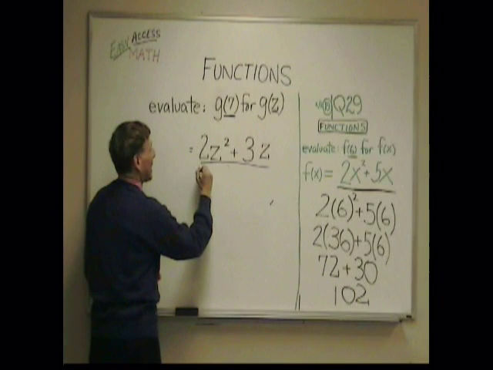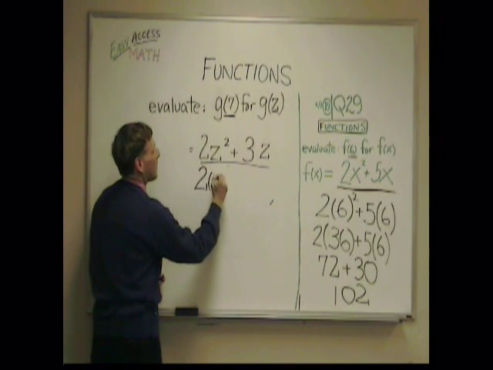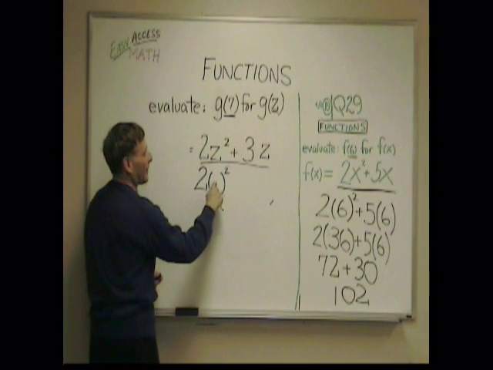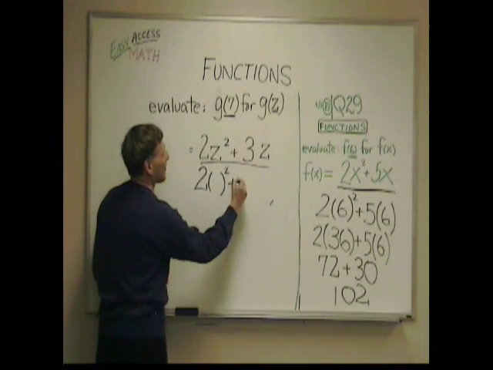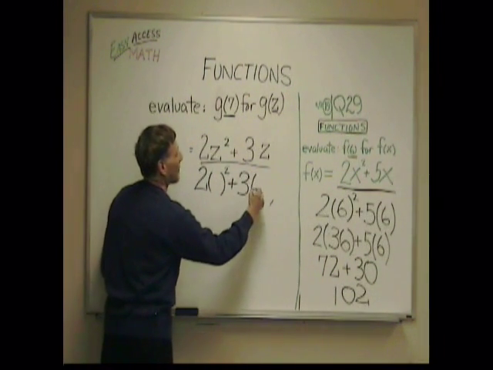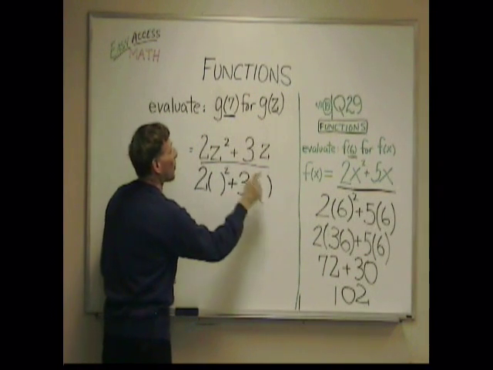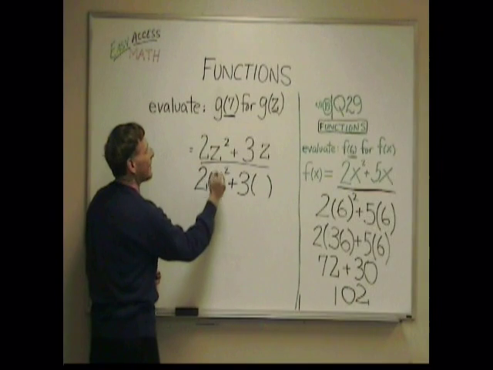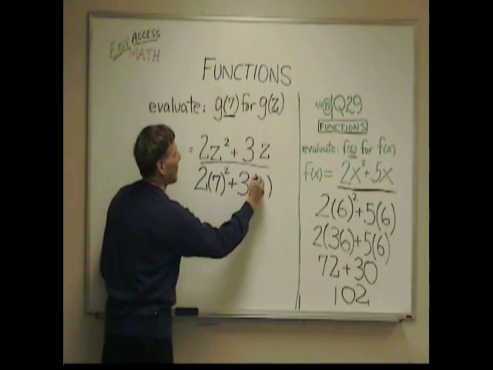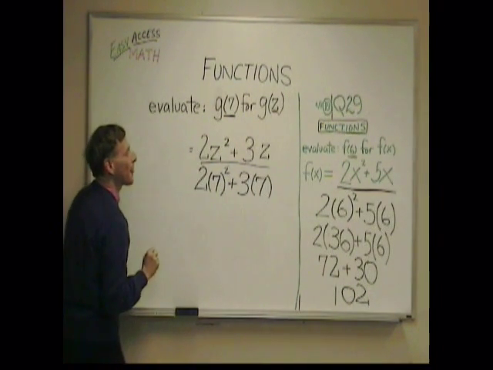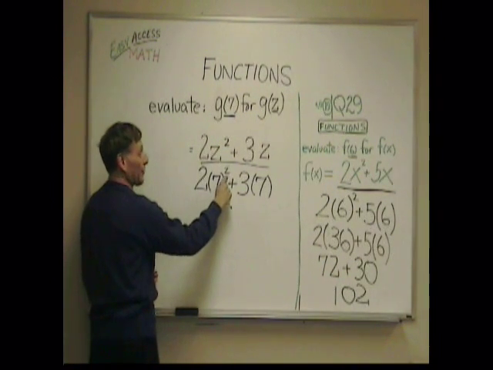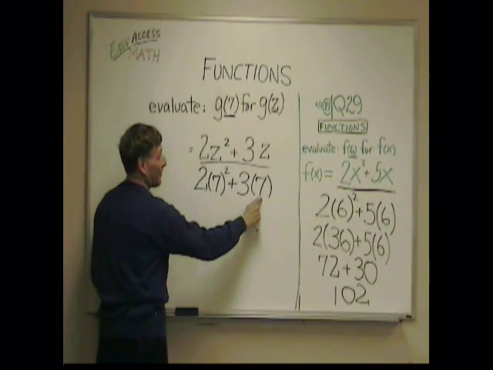So I'll rewrite it as 2, make a space, put the exponent, plus 3, and make a space in a parenthesis to put the number to substitute for the z, which we said is 7, that was given to us. And so I have 2 times 7 squared plus 3 times 7.